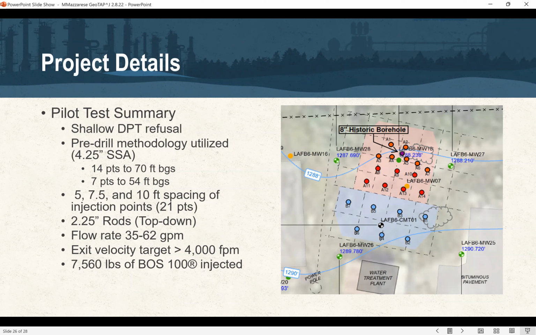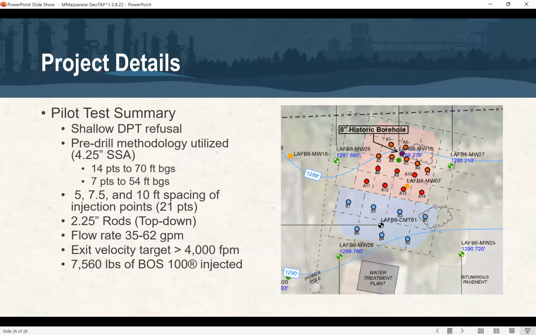Since this was a pilot test, we did vary the spacing a little bit, between 5 and 10 feet, for a total of 21 injection points. We used 2 1/4 inch rods. As I mentioned earlier, with traditional direct push or with pre-drill GeoTAP, we prefer to go top down. The flow rates you can see there ranged between 35 and 62 gallons a minute. When we pilot test a site, we try to vary that a little bit to find the optimal flow rate for that particular site.